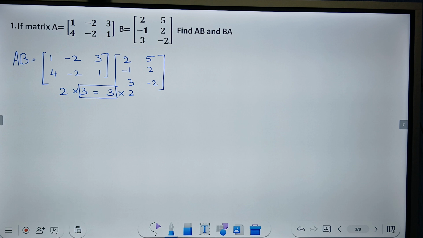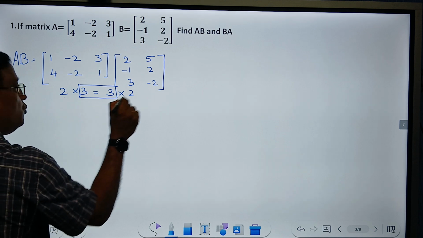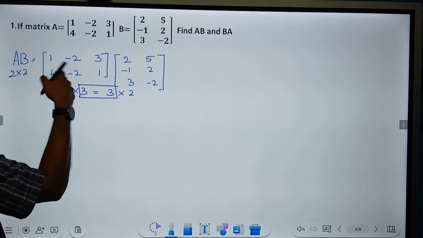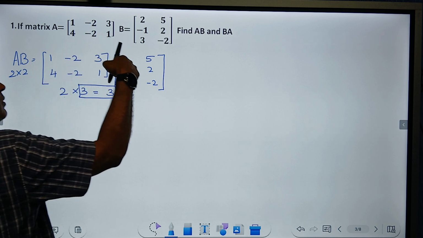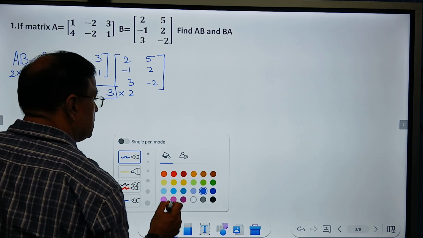Condition satisfied. Now what will be the order of the resultant matrix? It will be of order 2 by 2. AB will be of order 2 by 2. Number of rows of the first matrix by number of columns of the second matrix, by definition. Okay. Now how am I going to do multiplication? Let's see.